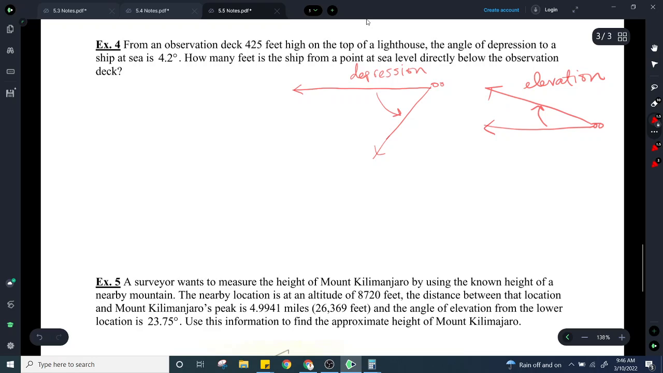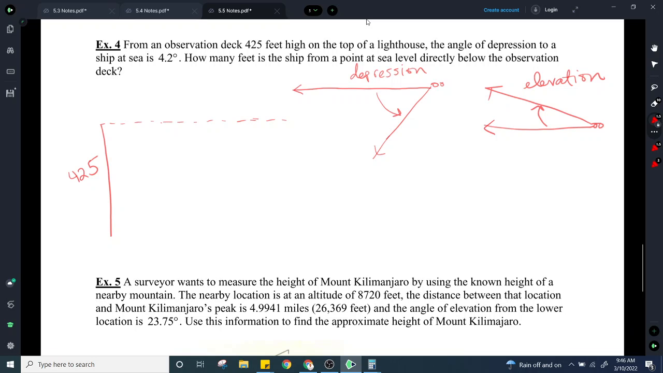On a question like this, you always want to draw a picture and get a sense of what they're talking about. So from an observation deck 425 feet high on the top of a lighthouse, I'm not going to worry about the height of the lighthouse. I'm just going to assume the vertical height they're talking about is 425 feet. You're at the top here, and your line of sight would be the horizontal going out this way.